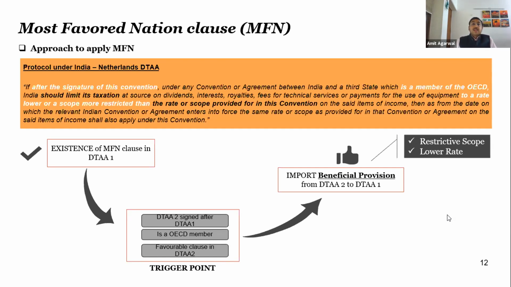What it means basically is that if India has signed a treaty with Netherlands, and after that India has signed a treaty with, say, Slovakia, and in the treaty with Slovakia the rate of withholding which India agreed is say 5% instead of the 10% agreed in the treaty with Netherlands, and Slovakia is also a member of the OECD, then by applying this MFN clause, when an Indian company pays dividend to Netherlands, it has a right to withhold tax at 5% instead of the 10% applicable under the India-Netherlands treaty. So this is the benefit an MFN clause can provide.